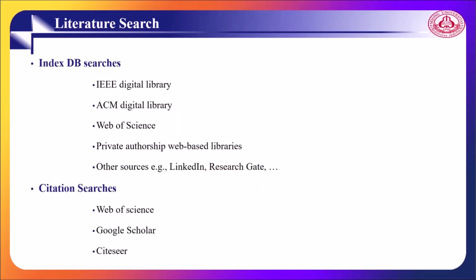So where can we do the literature survey? IEEE Digital Library, you can go for it, right? ACM Digital Library is another one, Web of Science, private authorship web-based libraries, and LinkedIn, ResearchGate, you can go for all of these, or for citation, Web of Science, Google Scholar sites. These are some sources, but if you just search on Google Scholar, you can find where you can see such information, right?